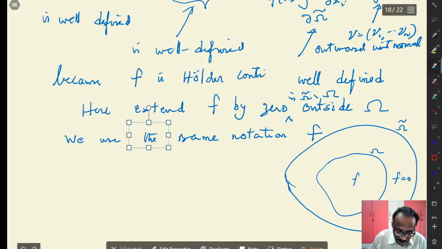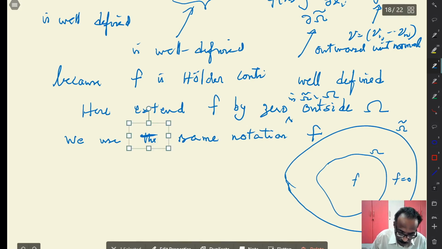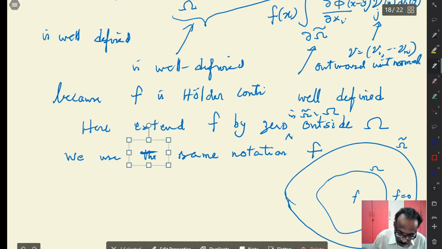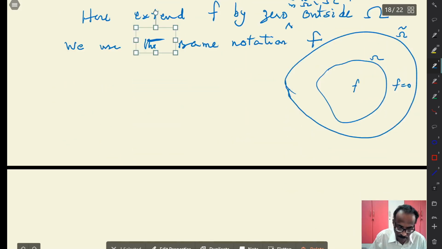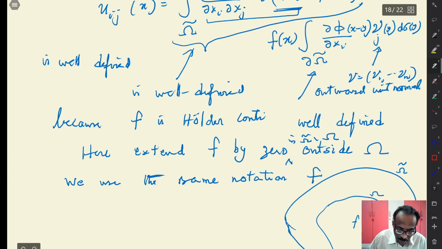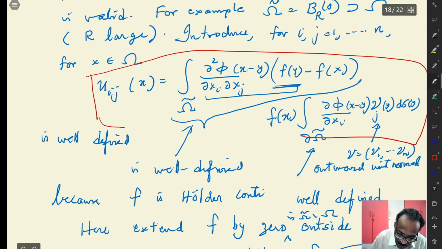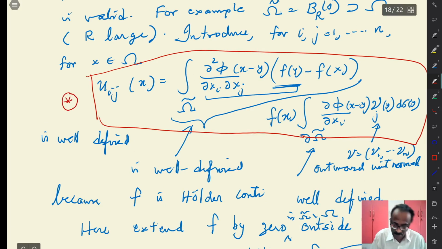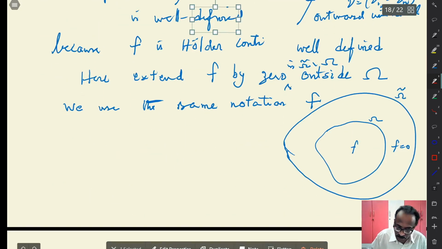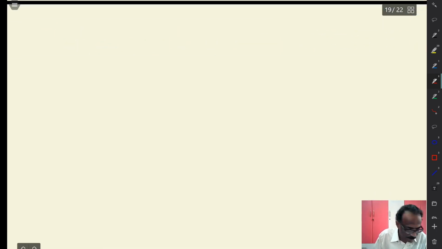So I call this... okay, so look here, this is a definition of uij, so you keep that in uij. As I said, you have to be a bit careful in defining everything. This I call star, if you want. So that is the definition of uij. So now I will state my main theorem.